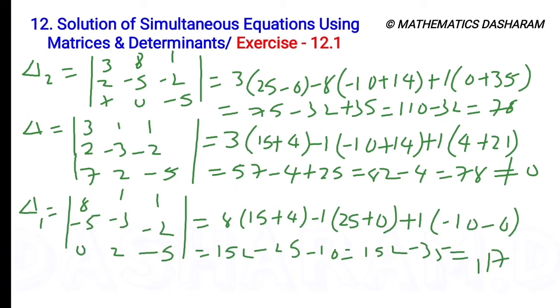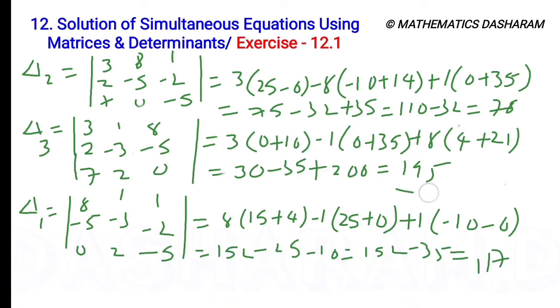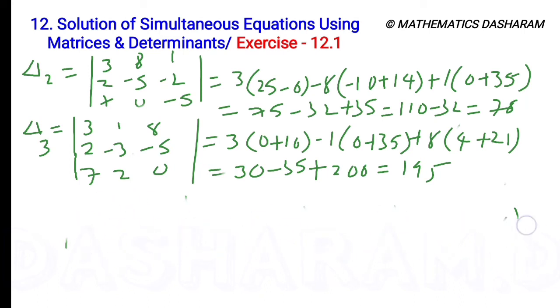Next, delta 3: replace the third column with constant numbers. So the constant numbers are 8, minus 5, 0. So let's find its determinant. Delta 3 equals 195. So let's find out the required answer x, y and z.